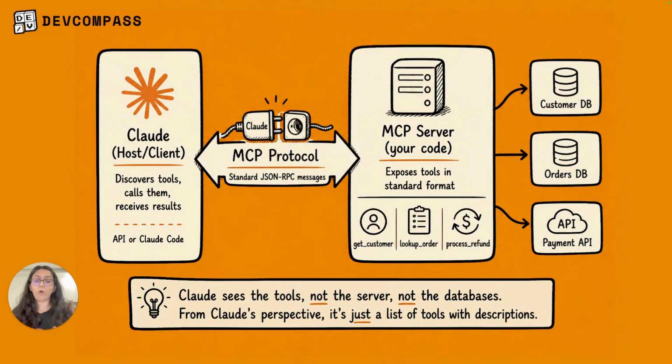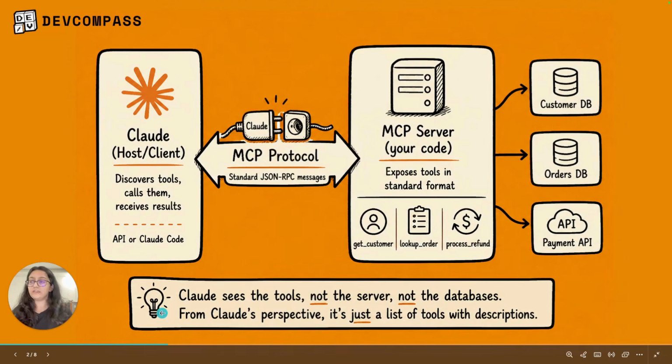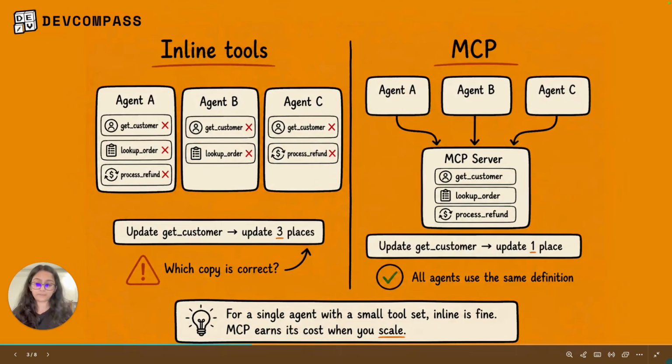Claude sees all of these tools. It does not see the server. It does not see the databases. The MCP server is an abstraction layer. From Claude's perspective, as I said, it's just a list of tools with descriptions, same as how inline tools are. The difference is entirely in how you manage them and what's behind that list. So let's see what's next.